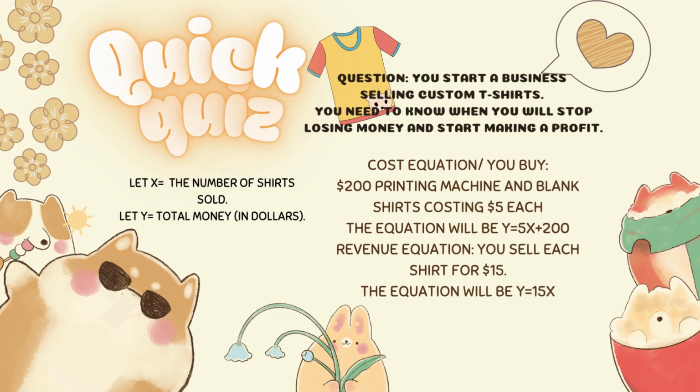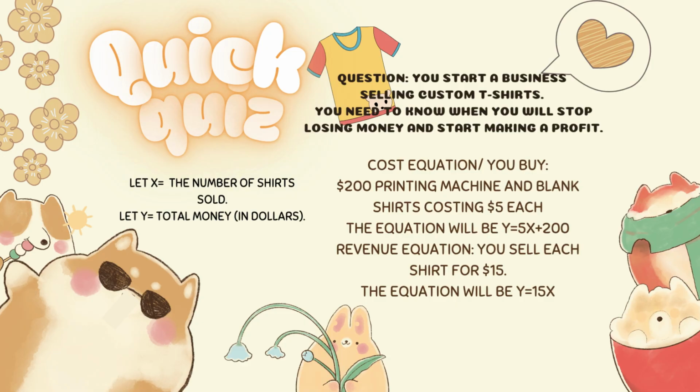Let X be the number of shirts sold and let Y equal the total money you earned in dollars. The first equation represents the total cost of producing custom t-shirts. The business has a fixed cost of $200 for the printing machine plus $5 for every shirt produced. And the second equation represents the revenue because each shirt is sold for $15.